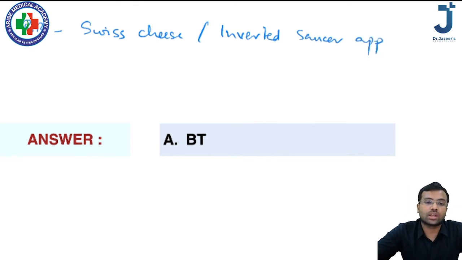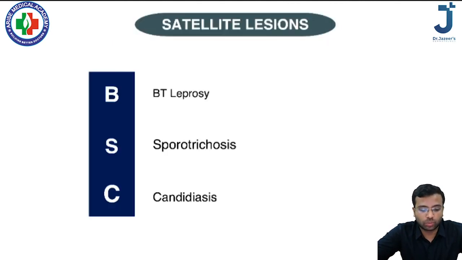So Swiss cheese appearance or inverted saucer appearance is seen in borderline type of leprosy, whereas in this question they asked you about the satellite lesion. Satellite lesion is seen in the borderline tuberculoid type of leprosy. So please remember this mnemonic, that is BSC.